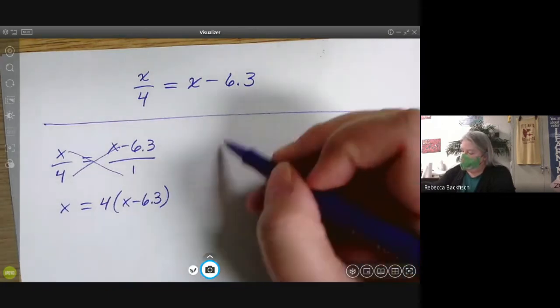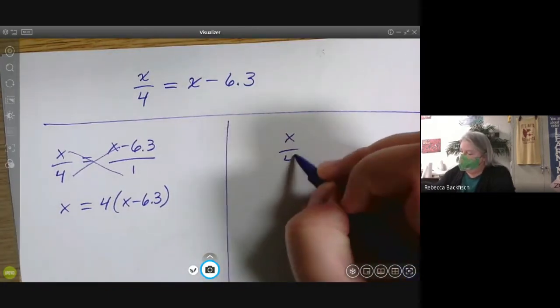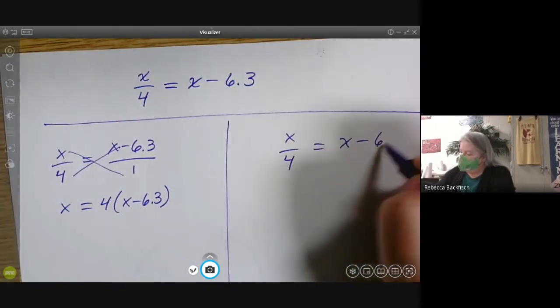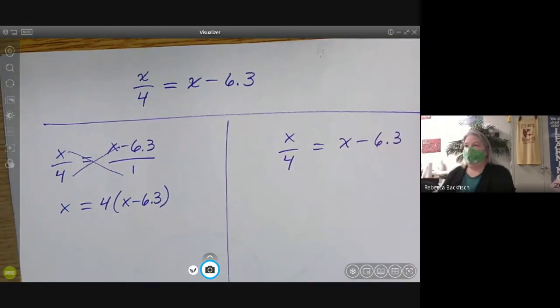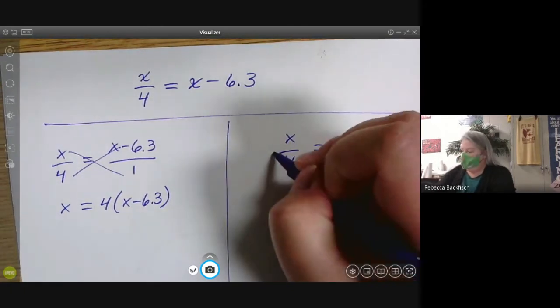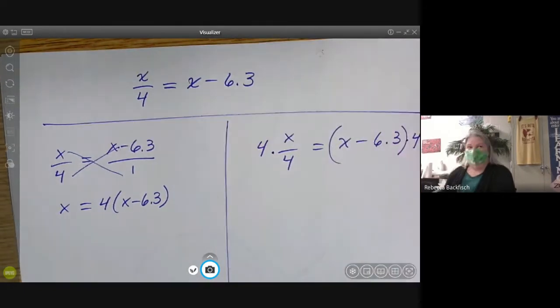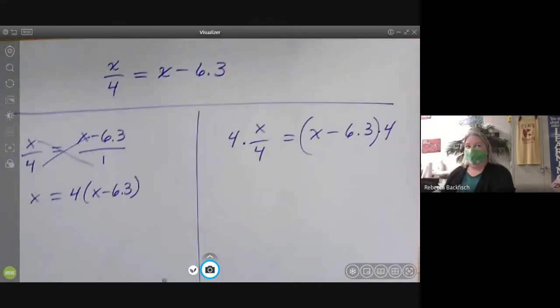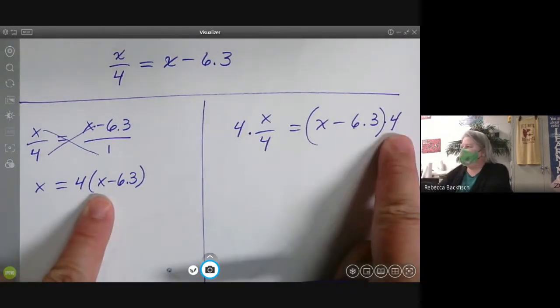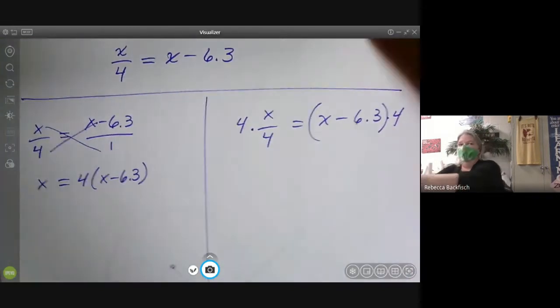Another way to look at it is if I have division, I want to get rid of division, I can just multiply both sides by what I'm dividing by to get rid of that division, which is really the same thing. You end up in the same place, 4 times that quantity. Okay.